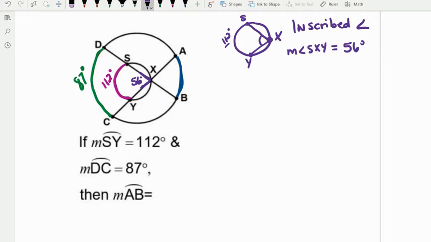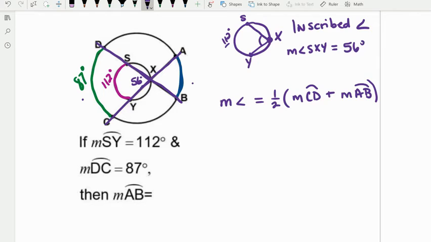Okay, now that I have that angle, notice that if I extend these chords, then I get my green and my blue intercepted arcs. That's an angle inside the circle, so now I can use my measure of an angle, or the inside angle, would be 1/2 the measure of the sum of the two intercepted arcs. So that would be arc CD plus the measure of arc AB.